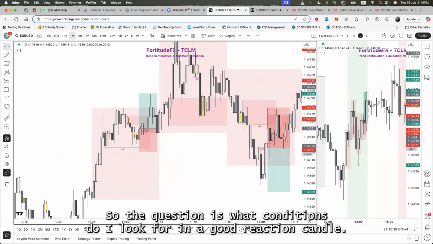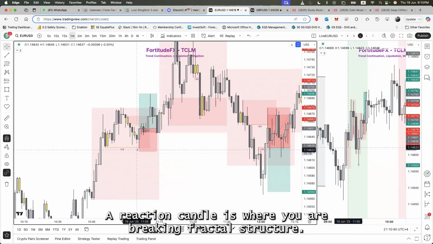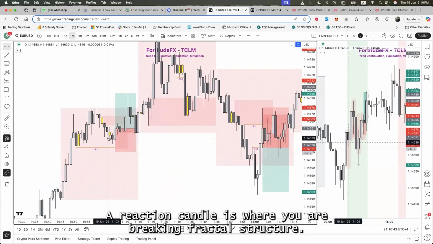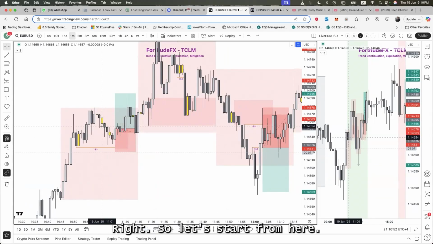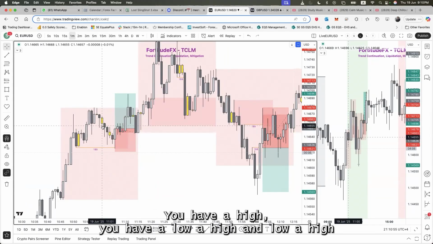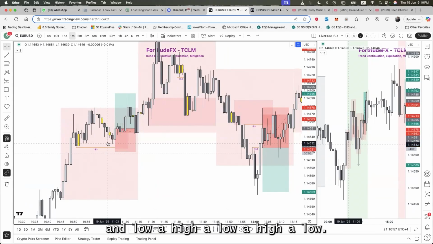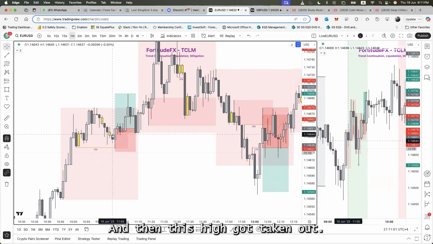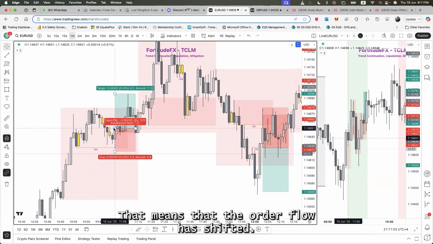So the question is, what conditions do I look for in a good reaction candle? Very, very simple. A reaction candle is where you are breaking fractal structure, right? So let's start from here. You have a high, a low, a high, a low, a high, a low, a high, a low, a high, a low, and then this high got taken out. That means that the order flow has shifted.